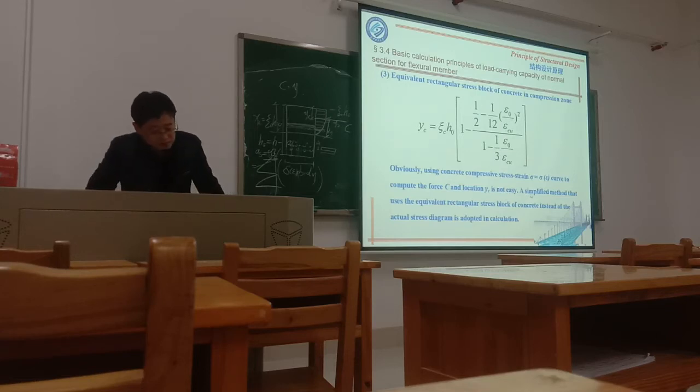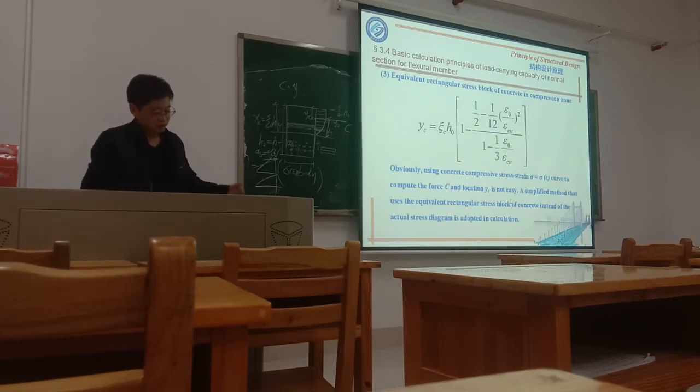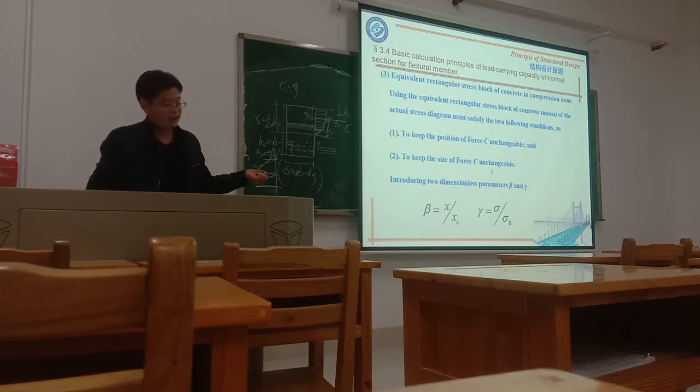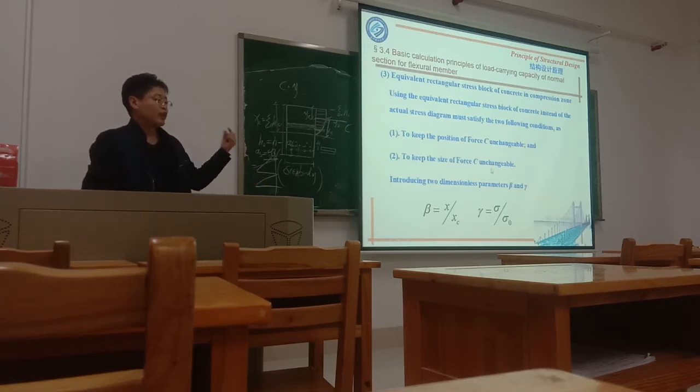So a simplified method that uses the equivalent rectangular stress block for concrete instead of the actual diagram is used. So how do we do this equivalent rectangular block? The equivalent rectangular stress block of concrete used instead of this real, actual stress diagram must satisfy these two following conditions: keep the position of the force unchanged, and keep the size of the force unchanged. The value and the position cannot be changed. This is the basic thing.